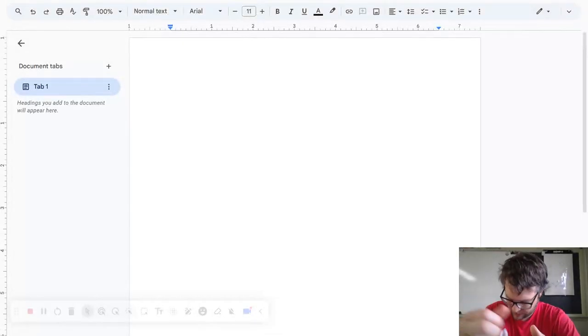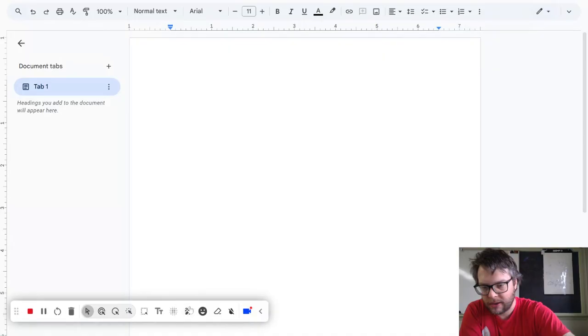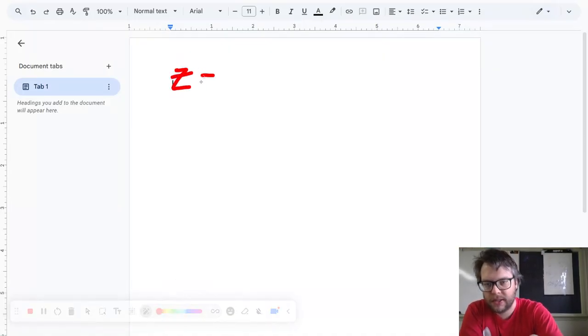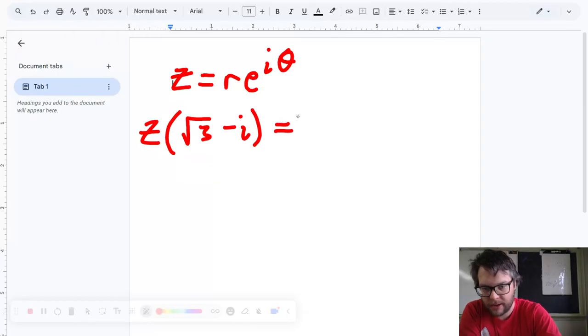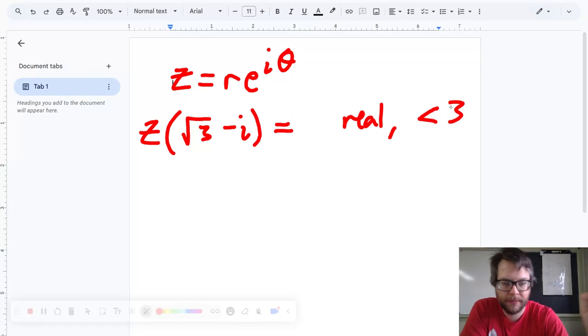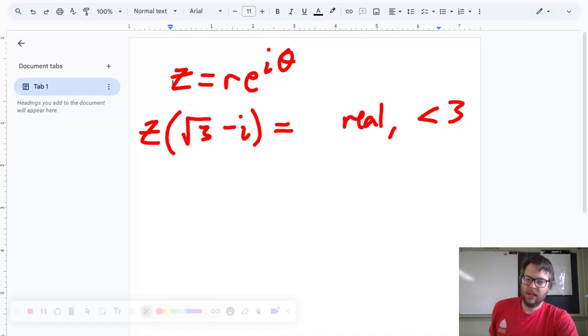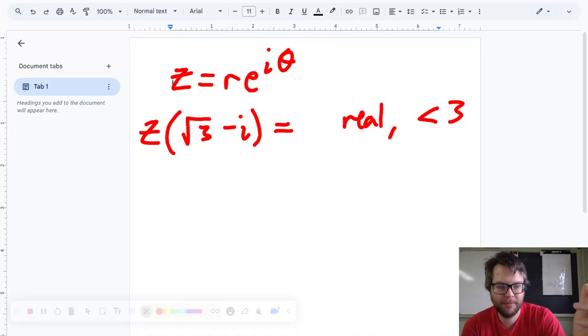So somebody asked me about a problem where we are trying to come up with a complex number that has some conditions on it. It's asking us to think about complex numbers in polar form, re to the i theta. The first problem asks us to figure out what z has to be so that if I go z times this, I end up with a number that is a real number and that it is less than 3. Okay? So what we should do is make both of our complex numbers in the same form.